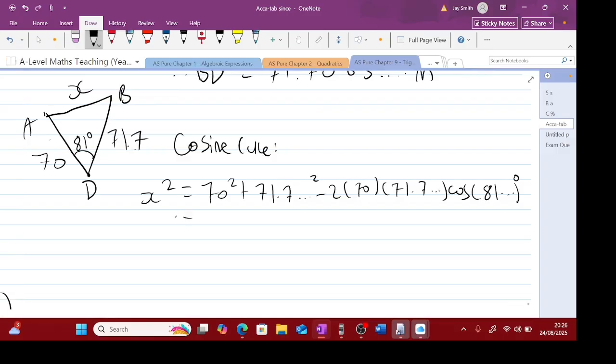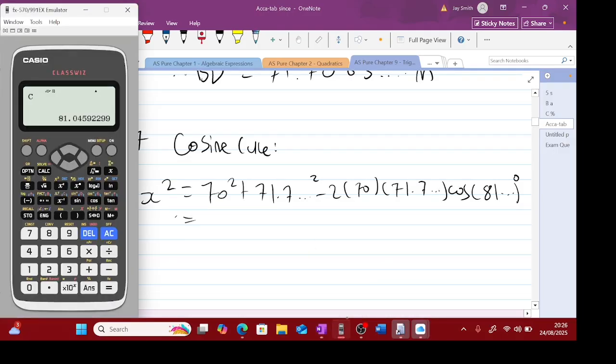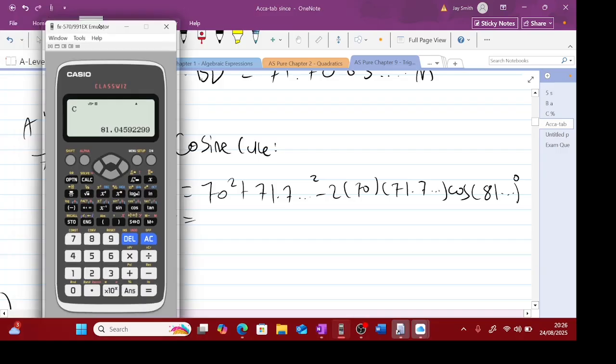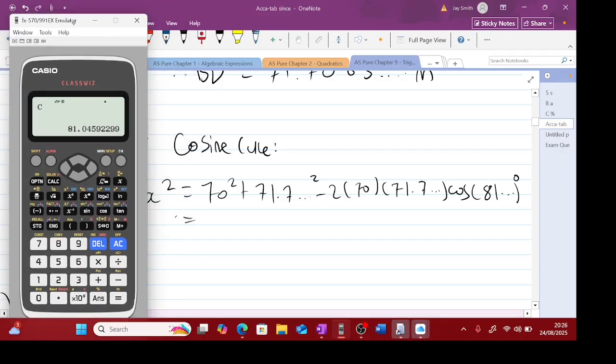degrees. So if I put all that in the calculator, and again, this is where the store function is going to be very handy. So I'll put all this in the calculator then. So 70 squared.